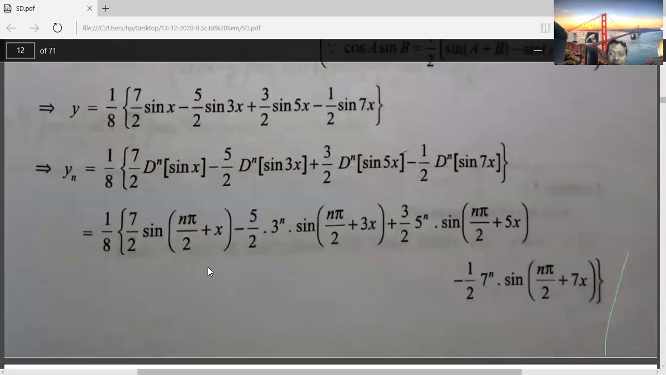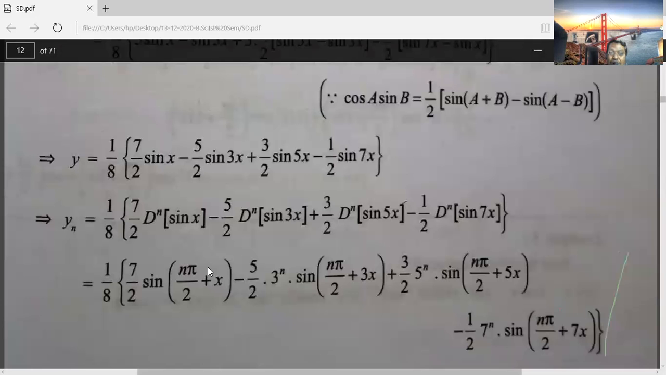Now here, the nth derivative is given by d to the power n of sin ax. There you have written sin(n pi by 2 plus x), because here the value of a is equal to 1. You compare this with sin(ax plus b), because you know the nth derivative of sin(ax plus b). Here a is equal to 1, and 1 to the power n is the same, and b is 0, so x plus n pi by 2.